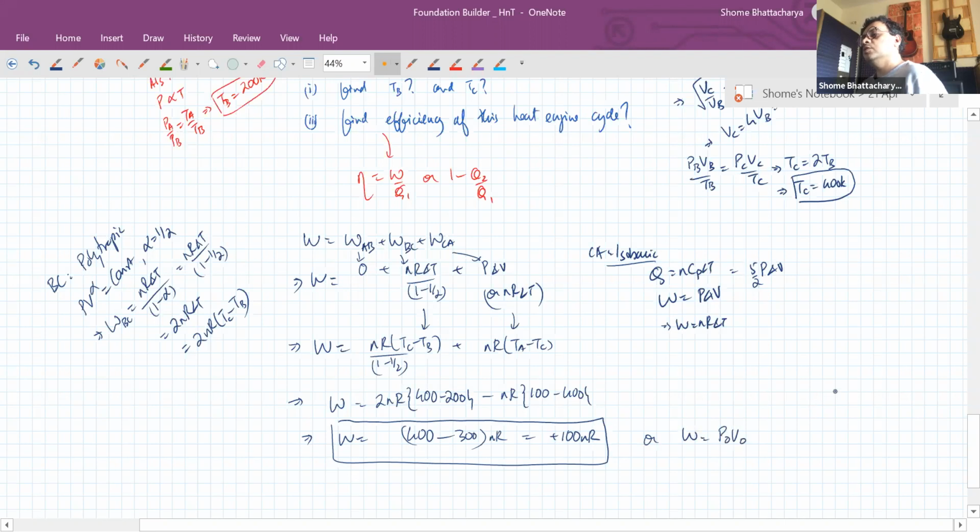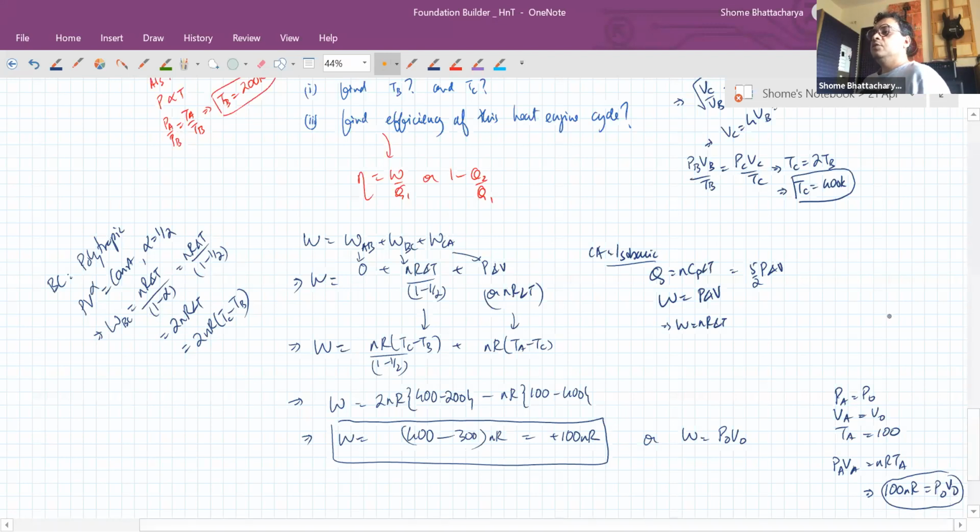P naught V naught, because pressure at A, suppose it was P naught, volume at A was V naught, temperature at A was 100. So PAVA is NRTA. So from that we can see that 100 times NR is equal to P naught V naught. We can write it this way also.